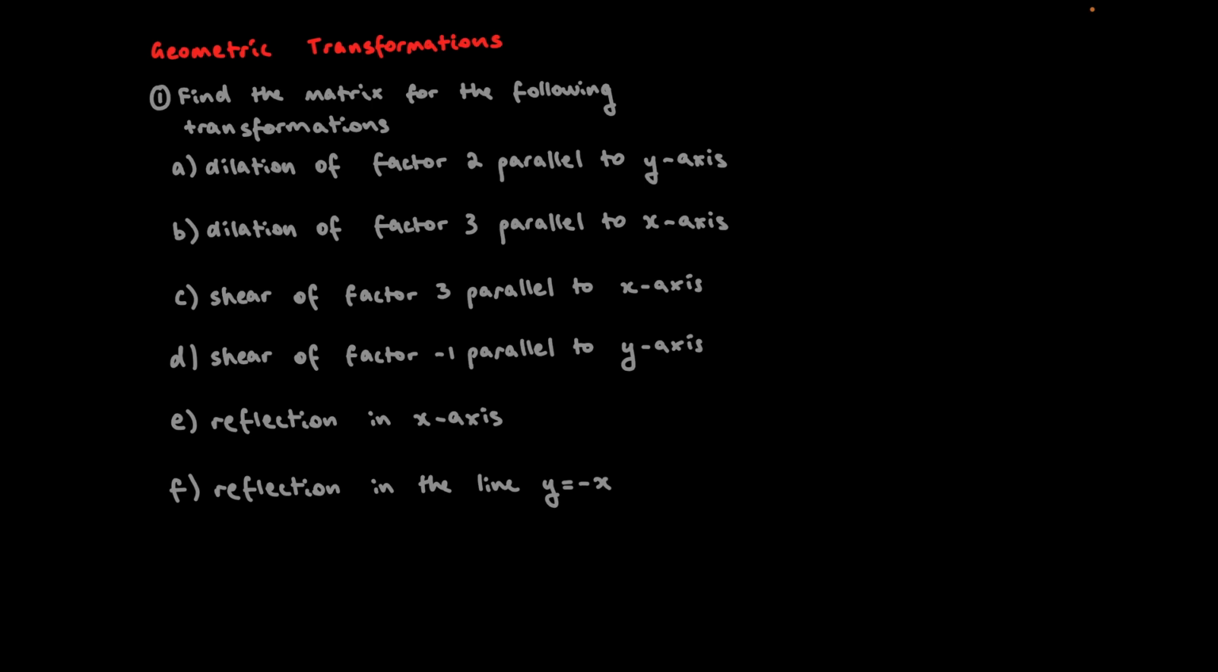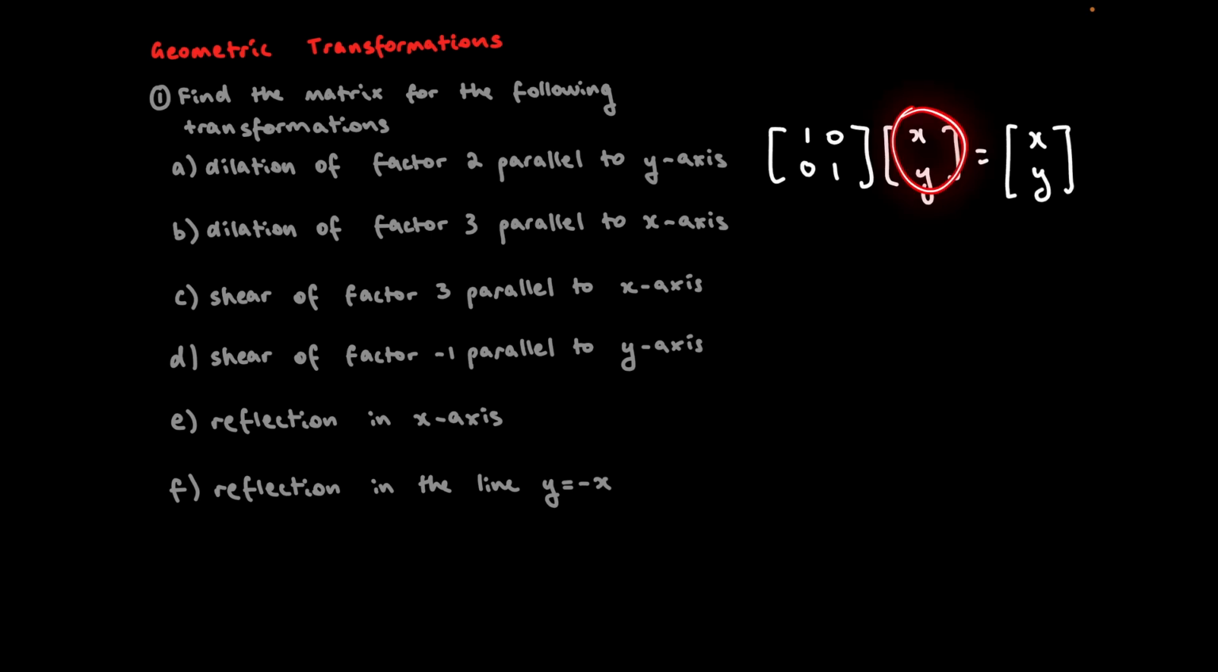So here's how I'm going to do it. I'm going to take the identity matrix, like this, and I'm simply just going to multiply it by coordinates x, y. If I pre-multiply any coordinates by the identity, I will return the original coordinates. So this has no transformation being applied to it.